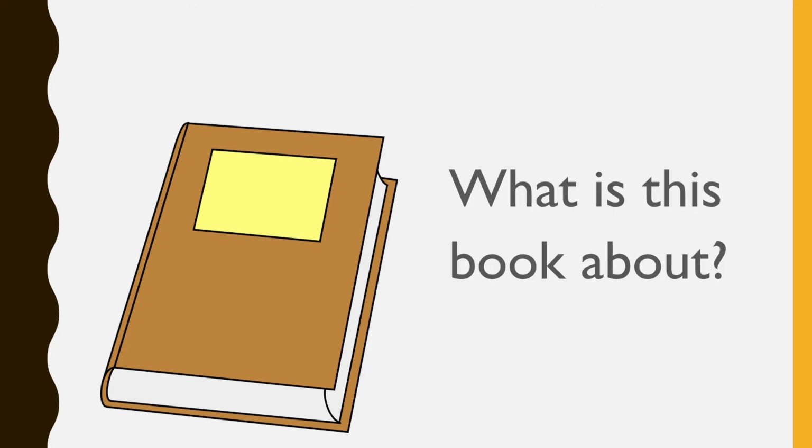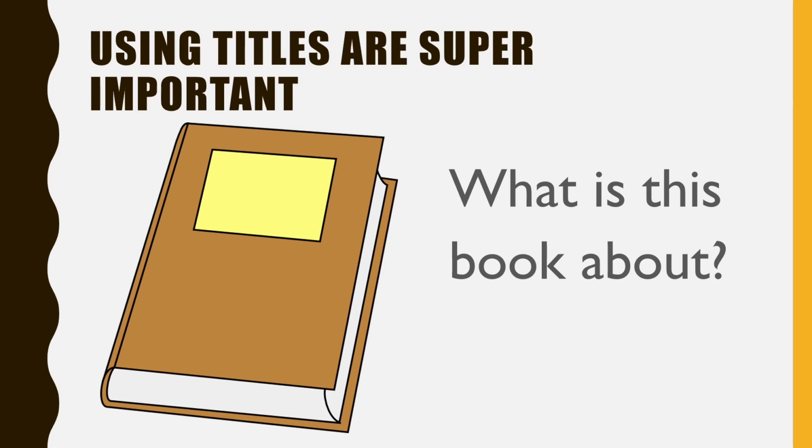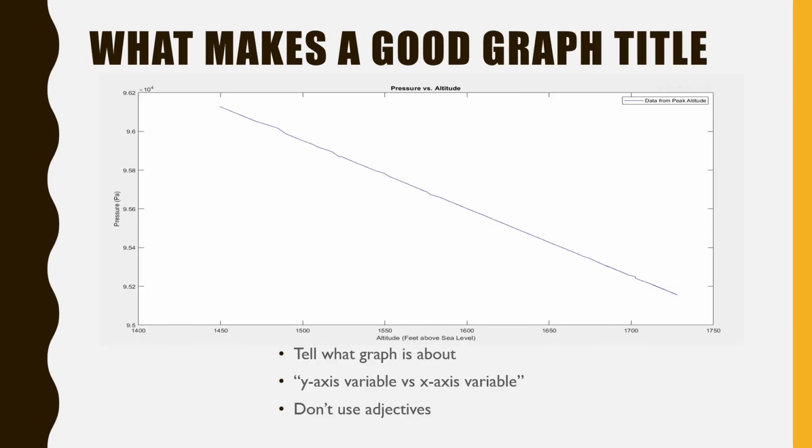Okay, now, tell me what this book is about. Can you tell me? I mean, there's not really a lot of details. So using titles is super important. What makes a good title? Well, it should tell you what the graph is about, and usually it's the y-axis variable versus the x-axis variable. So this again is our pressure versus altitude, which you'll learn about in the following modules. There is a trend here, and this actually has a slope.